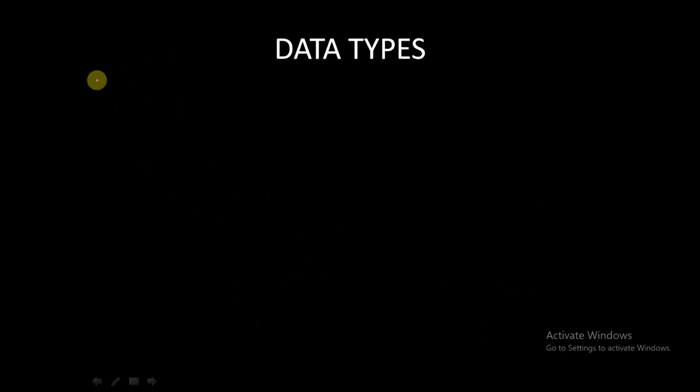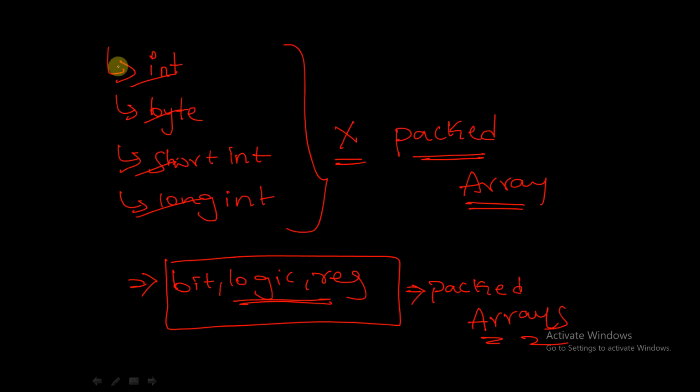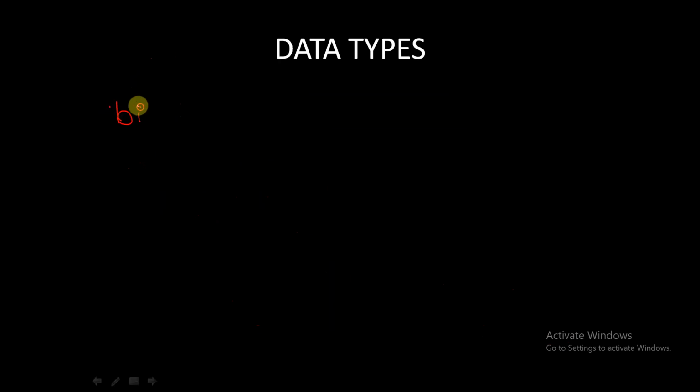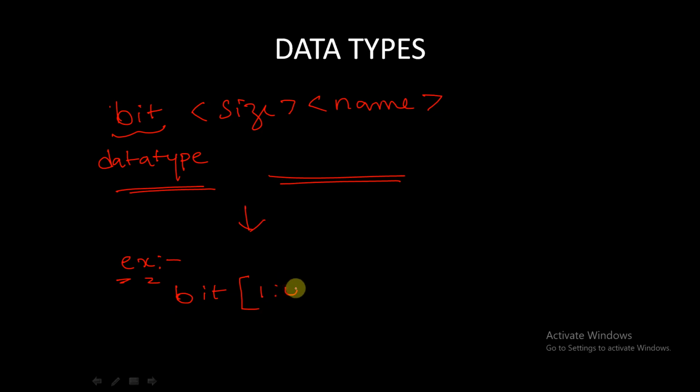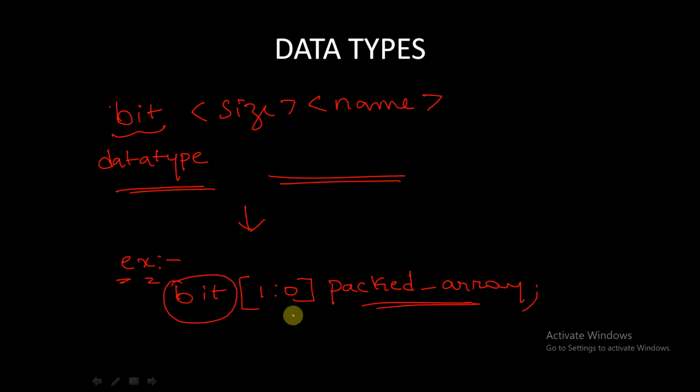Now let's see the representation of a packed array. We can use any of these three data types: bit, logic, reg. I will use bit. The syntax is the data type, followed by the size of the packed array, followed by the name of the packed array. Let's take an example: bit [1:0] packed_array. This is a packed array of bit data type and the size is 2 bits.